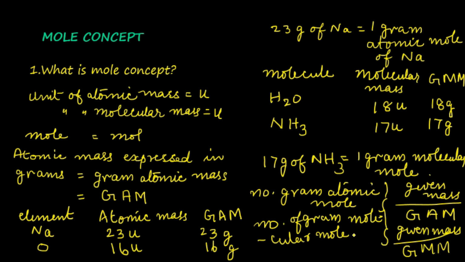Number of gram molecular mole will be equal to given mass divided by gram molecular mass. If you have 9 grams of water, then number of moles of water will be equal to, the given mass is 9. Gram molecular mass is 18 grams. So 9 by 18. That means 1 by 2. That is 0.5 moles. That is how it is calculated. I hope mole concept is clear.